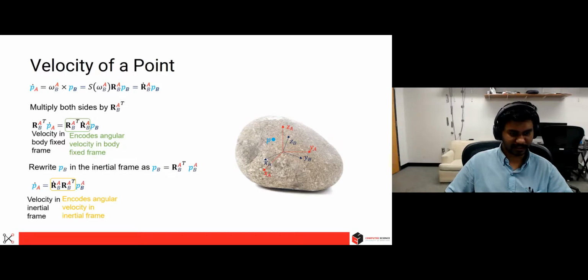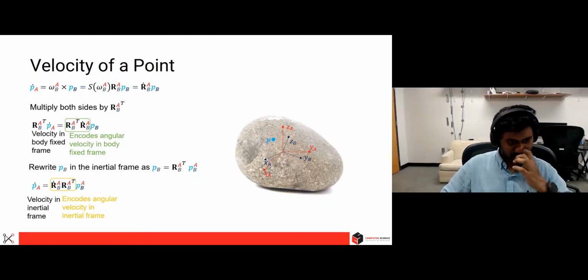The left-hand side is the velocity in the inertial frame, and the thing in the yellow box encodes the angular velocity in the inertial frame. So this is how you would convert from velocity in the body fixed frame to the angular velocity in the body fixed frame, or velocity in the inertial frame to the angular velocity in the inertial frame. Please remember these equations. This is pretty important.